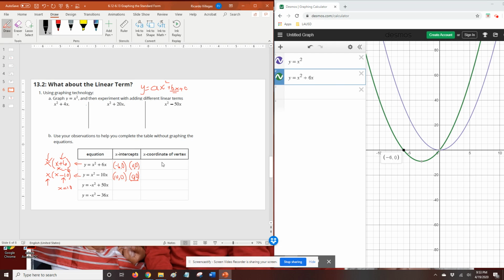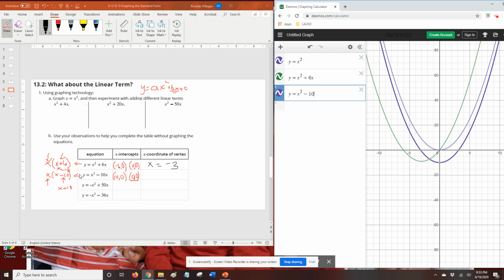Now, let's try to see if that's actually true using our second example. So x squared minus 10x. So minus 10x is right here. So because it's a -10x, we change the sign to a +10.